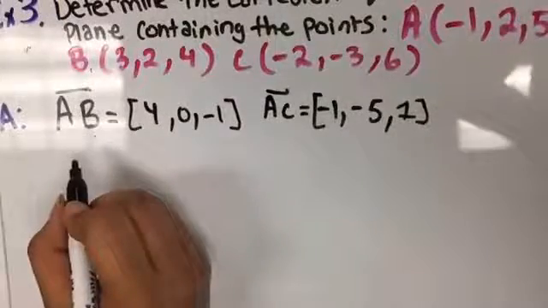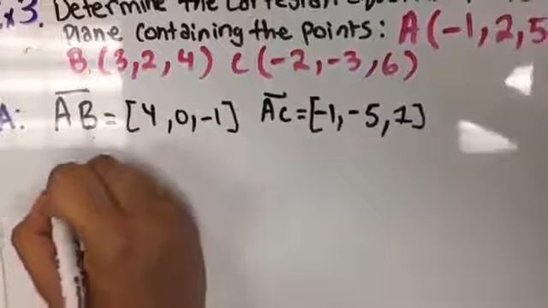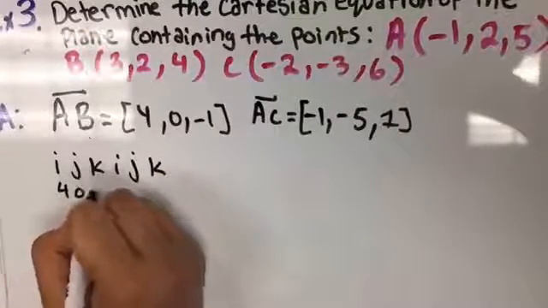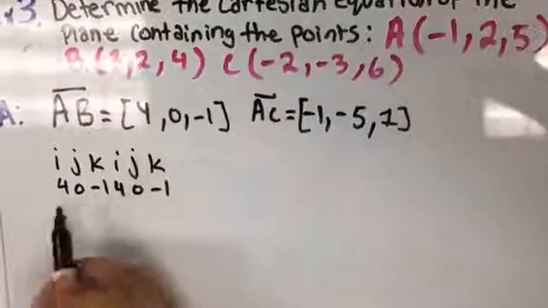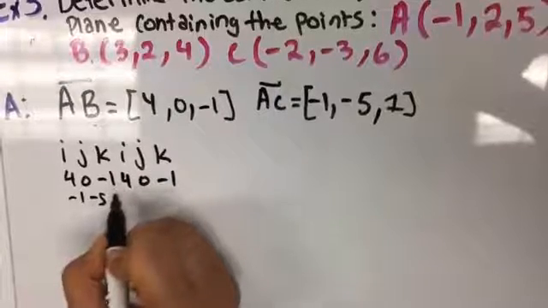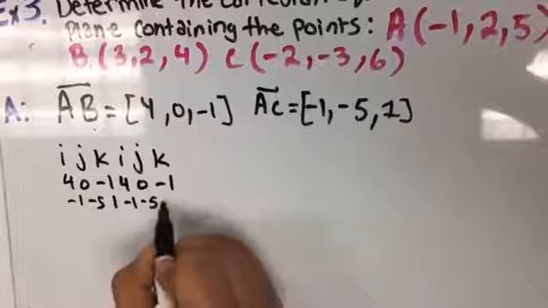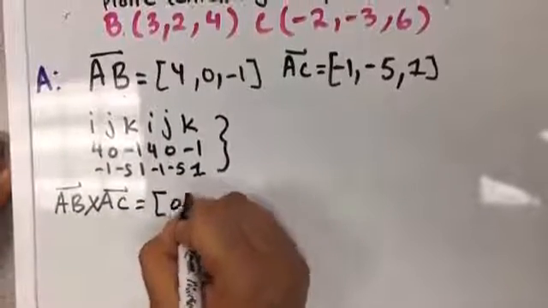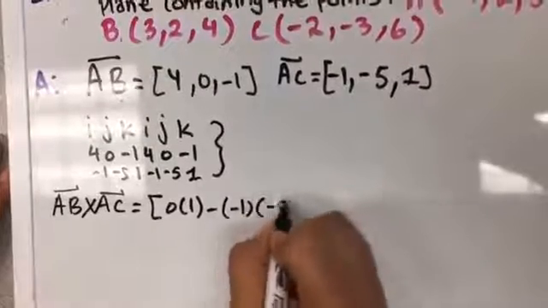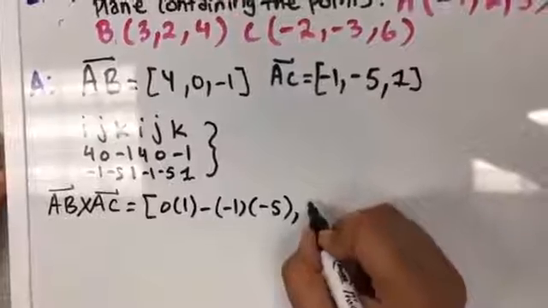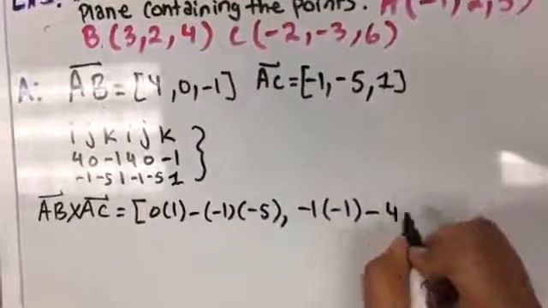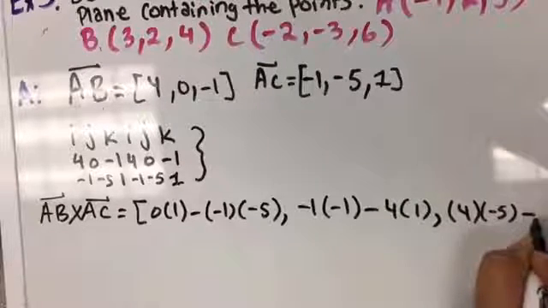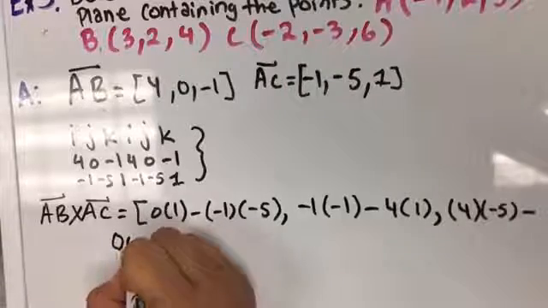Now that we found our vectors AB and AC, we're going to be finding the cross product of these direction vectors. So we're going to be doing our i, j, k table, and we're going to be writing out the coordinates of each vector. So the cross product of AB and AC will be like this. So we'd have 0 times 1 minus -1 times -5 for our i coordinate. Then we'd have -1 times -1 minus 4 times 1 for our j coordinate, and 4 times -5 minus 0 times -1 for our k coordinate.